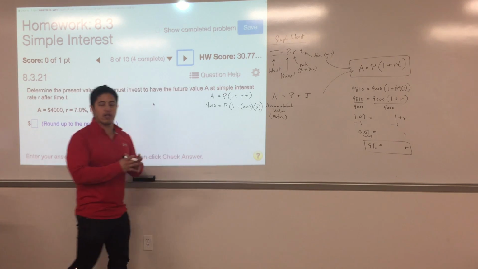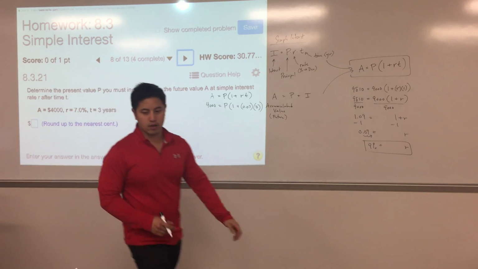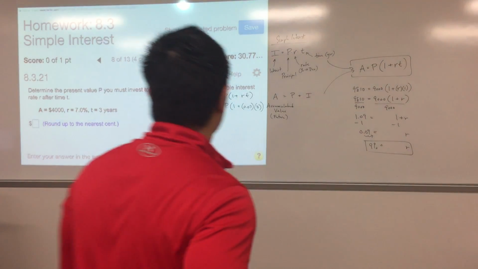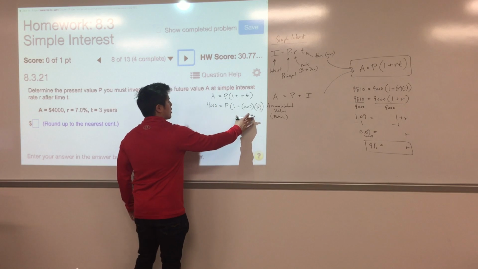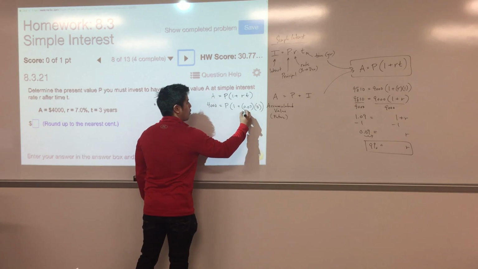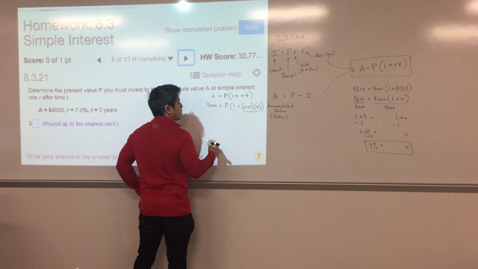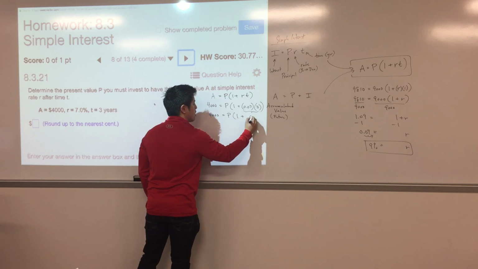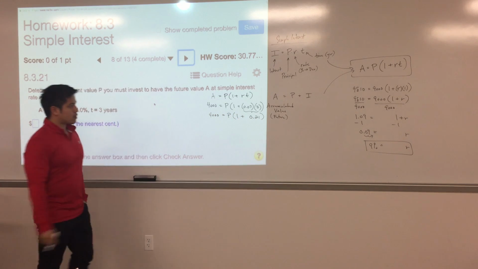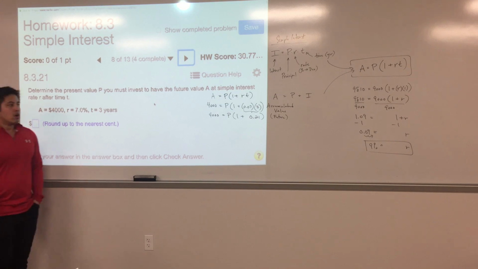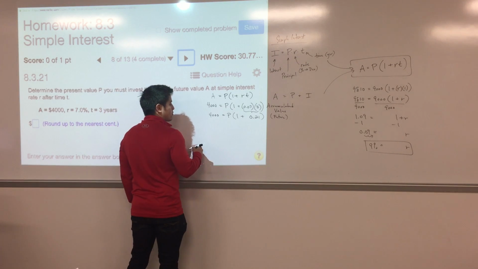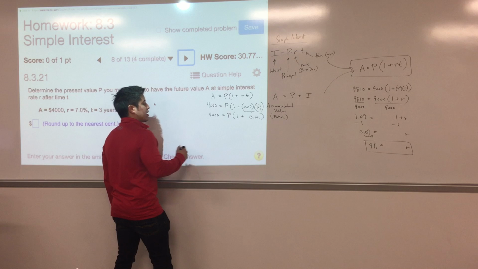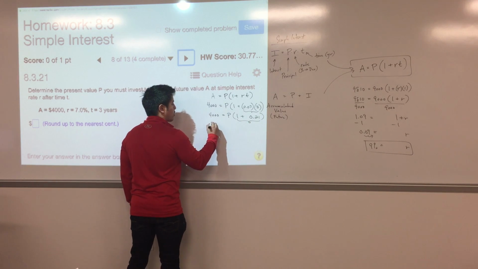So, what should we calculate first here? 0.07 times 3. Exactly. Got to do the parentheses, got to do the multiplication in there. So, what's 0.07 times 3? 0.21. All right, so 4,000 equals P times (1 plus 0.21). That should be your first step. Then, moving forward, what should we do next? Add, exactly. We should add these and finish off the work in the parentheses.